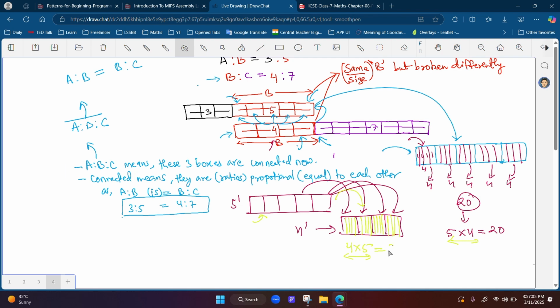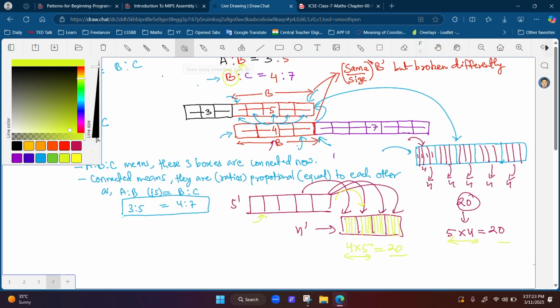5, 4, 20. 20, 20 LCM. So the whole purpose behind this exercise was to connect this B to each other somehow. And now the only connection possible is through LCM.